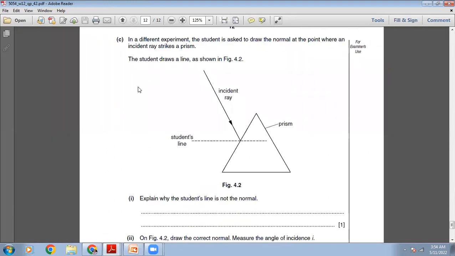Okay, this question. He says in a different experiment, the student is asked to draw the normal at the point where an incident ray strikes a prism. The student draws a line as shown in figure 4.2. Explain why the student's line is not the normal. Normal is a line which makes a 90-degree angle with the surface of the prism at the point of incidence. And this is not making a 90-degree angle with the surface of the prism. Let me show you my answer.